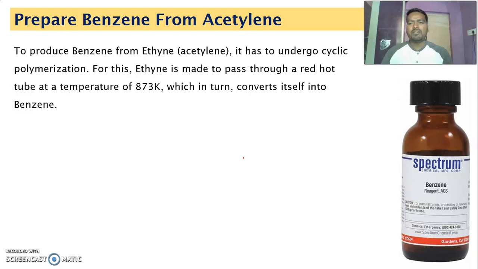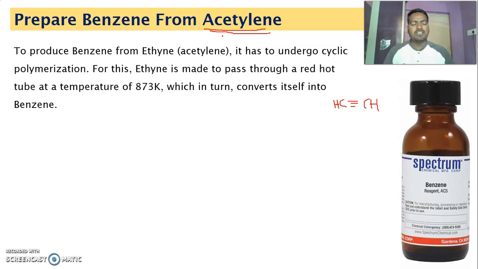The first method of preparation of benzene is from acetylene. You know acetylene, the common name of ethine. You know the formula of ethine: CH triple bond CH. This is ethine. And you also know that acetylene is used as a chemical for ripening of fruits.